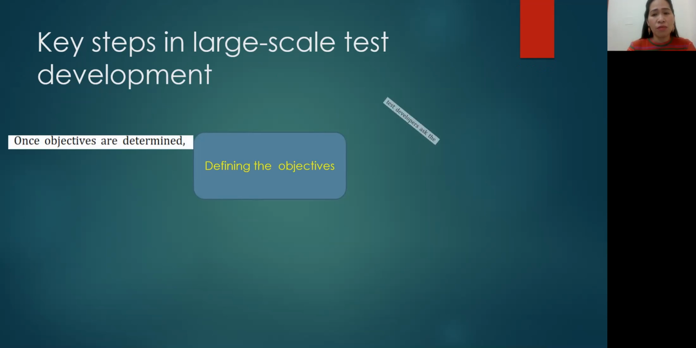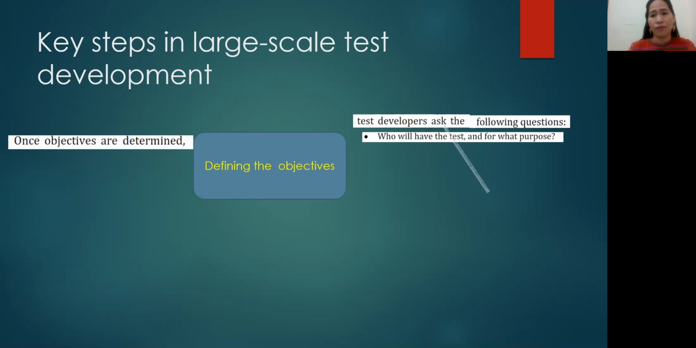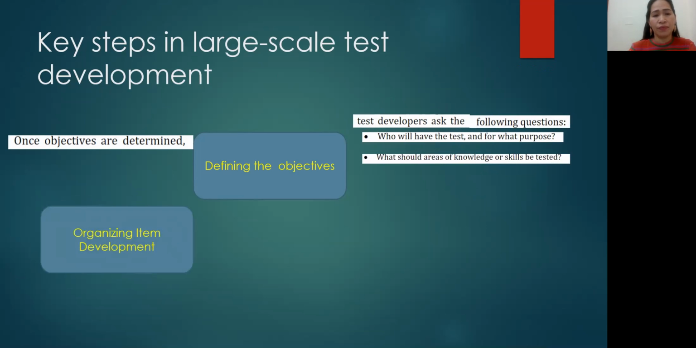Once objectives are determined, test developers ask the following questions. Organizing item development: these committees usually consist of teachers and or other appointed professionals with the guidance of the sponsoring agencies. Writing and reviewing questions: each has only one correct answer among the given options provided on the test, and there is conformity to style rules utilized throughout the test.